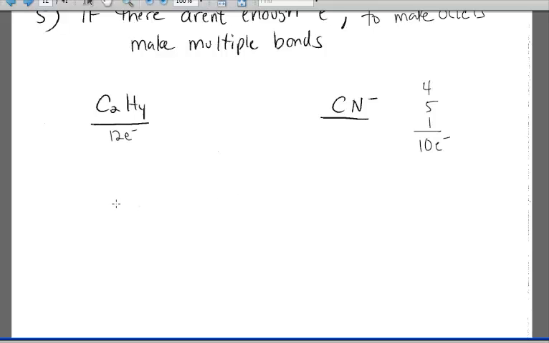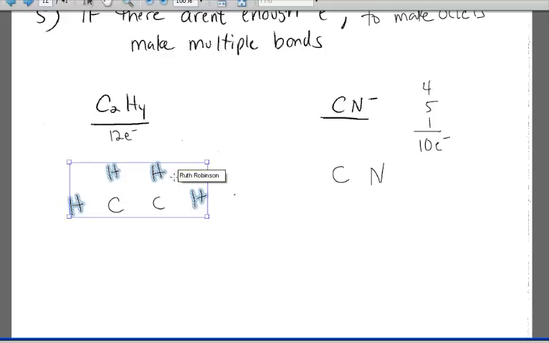All right, so let's place atoms. C2H4, we're going to place the carbons in the center, and we're going to put hydrogens around them, and we're going to make it symmetric. There's no reason not to. And CN, there's not a lot to place. There's no central atom. They just go next to each other. Okay, so now we're going to first draw single bonds. Whoops, that doesn't work. I'm going to have to redraw this, I think. I'll redraw the hydrogens and we'll make single bonds.